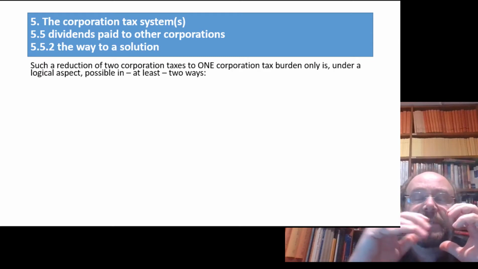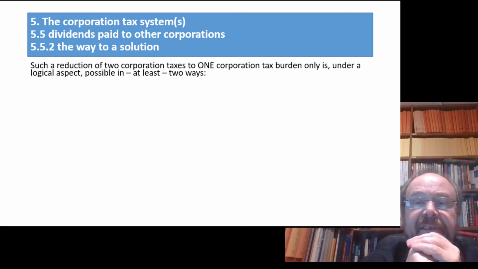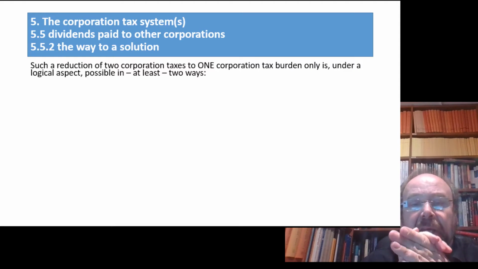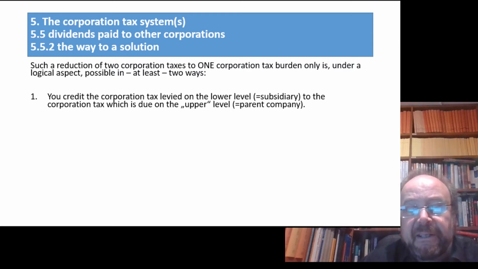This reducing of two corporate taxes to only one in the total can happen under at least two different techniques. The first one is you say we apply a kind of credit method. We tell the upper level company, so the parent company, you have to pay taxes on your dividend, but you get a tax credit for the taxes which the lower entity, so the subsidiary, has already paid on that dividend.